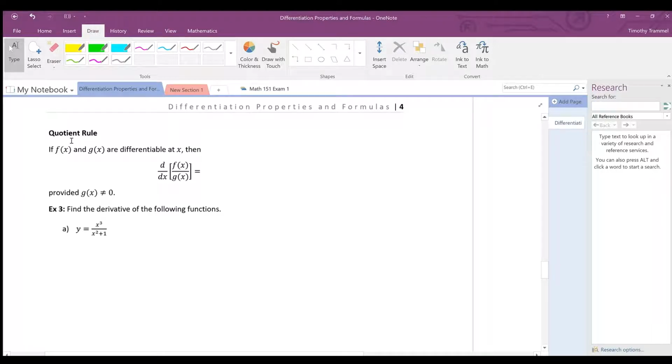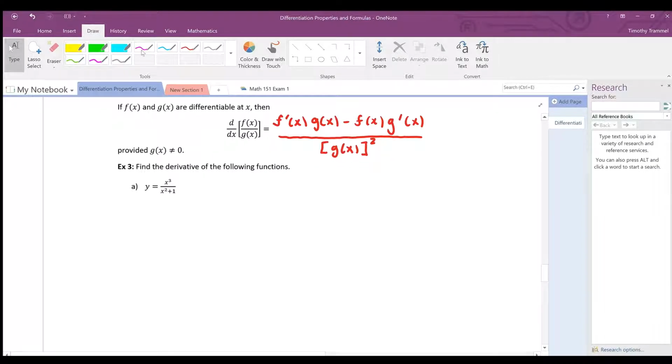Our last new rule for this section is the quotient rule. If f and g are differentiable at x, and g of x is not equal to 0, then we can find the derivative of f of x over g of x by the following formula: f prime of x times g of x minus f of x times g prime of x, and then this is all over g of x squared. And we're going to try and use this right now.